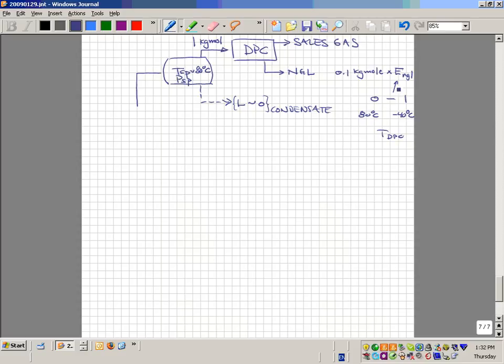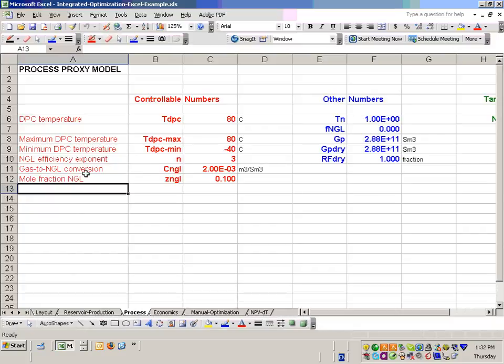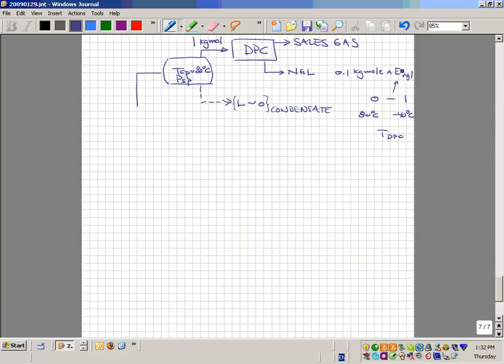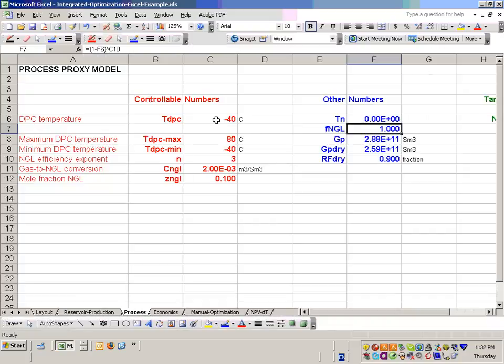But I want to introduce a nonlinear dependency here. So I've come up with a gas to NGL conversion factor. You can see here that if I go from 80 degrees to minus 40, then this F NGL, which I should have called F instead of E, goes to 1 when we have minus 40. And if we go between 80 and minus 40, what's in the middle? 20? Then we're only getting out 12.5%. Go to 0, we get out 30%.